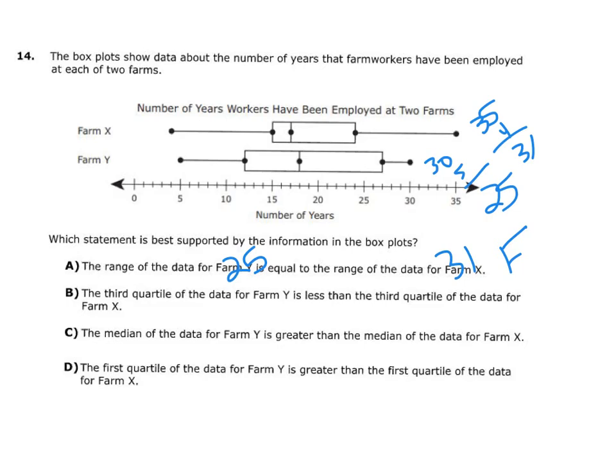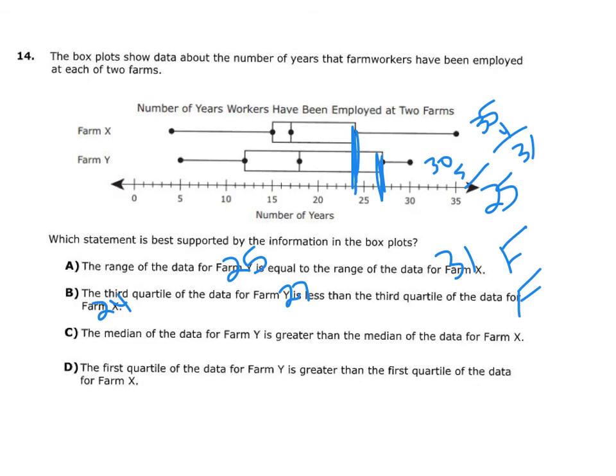The third quartile of the data for farm Y is less than the third quartile of data for farm X. So farm Y is 27 and farm X is 24. So that is going to be false also, because this is a third quartile, that's the fourth one, so that's going to be incorrect. For letter C, the median of the data for farm Y is greater than the median of the data for farm X.